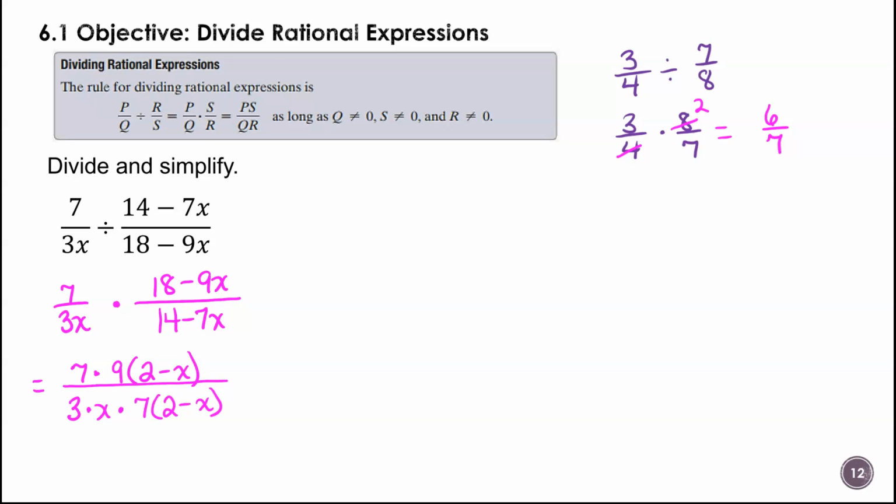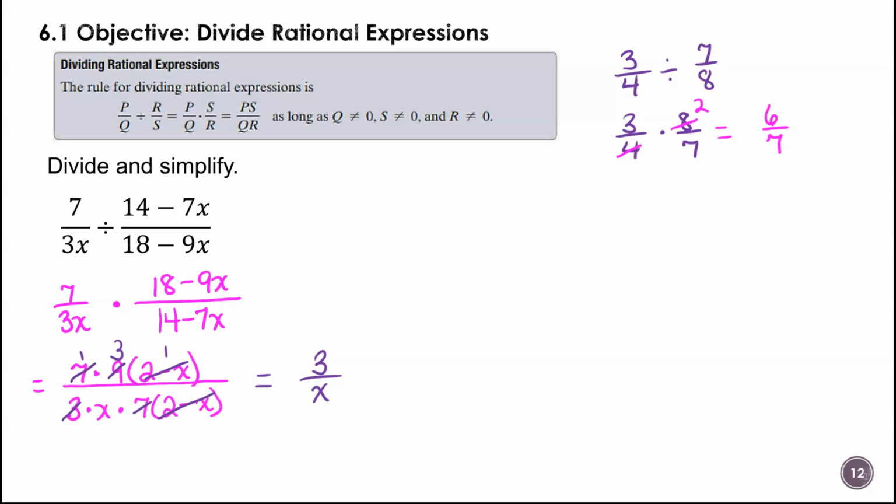And then I can remove my common factors. Okay, so I have a 7, right? 7 divided by 7 is 1. And then 3 goes into 9 3 times. And then 2 minus x equals 1, because those are in common. And so my answer is simply 3 over x, or 3 divided by x, however you want to say that.